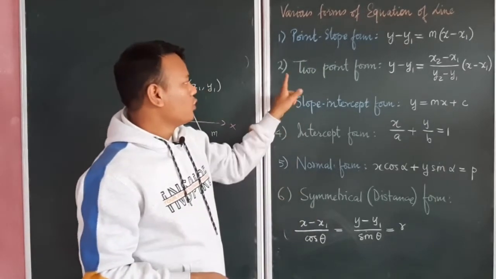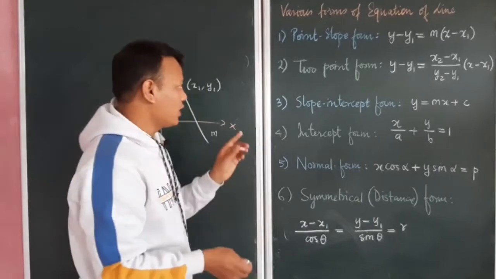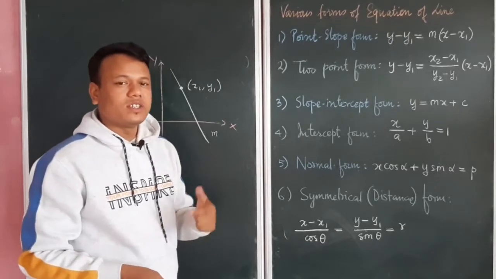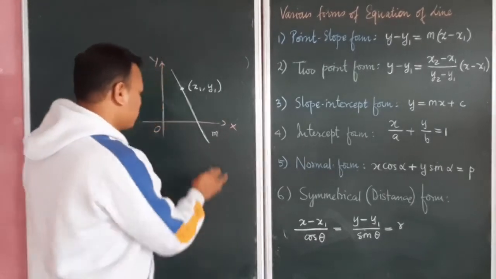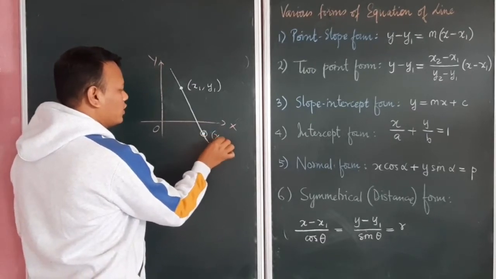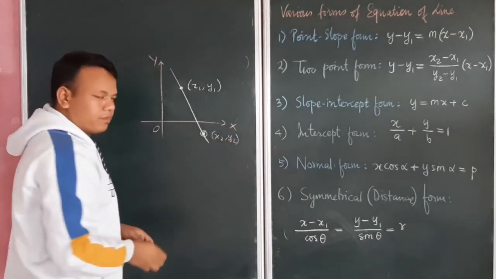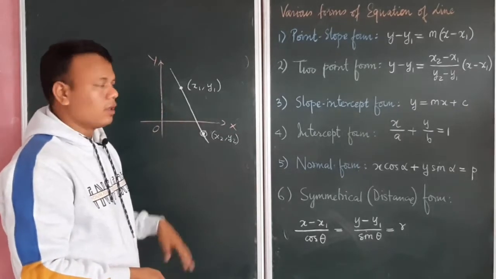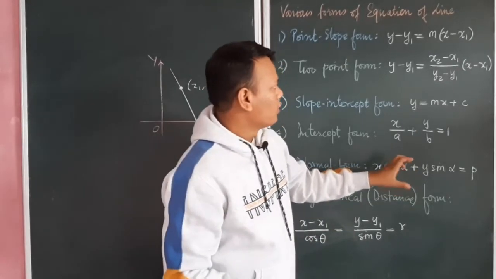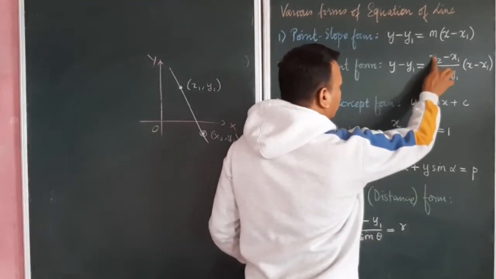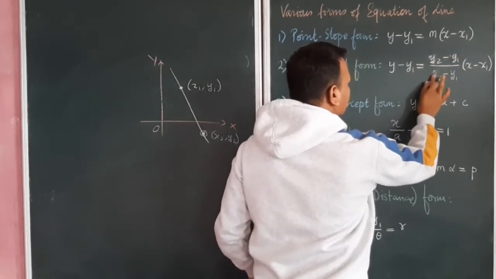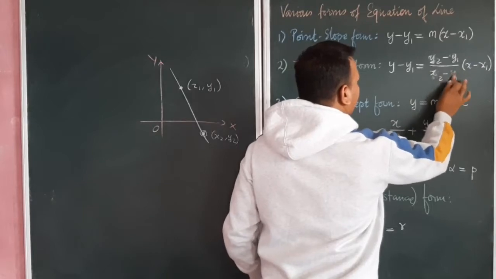Now the second form is the 2-point form. In this case we are not given any slope, so there are 2 points given through which the line passes. So instead of this m, one more point is given through which the line is passing. In this case the equation of the line becomes this. I'm sorry, this is y2 minus y1, this is x2 minus x1.